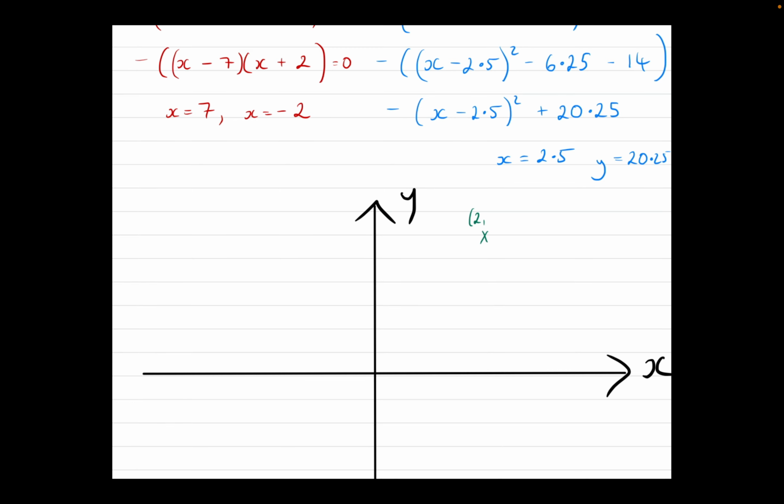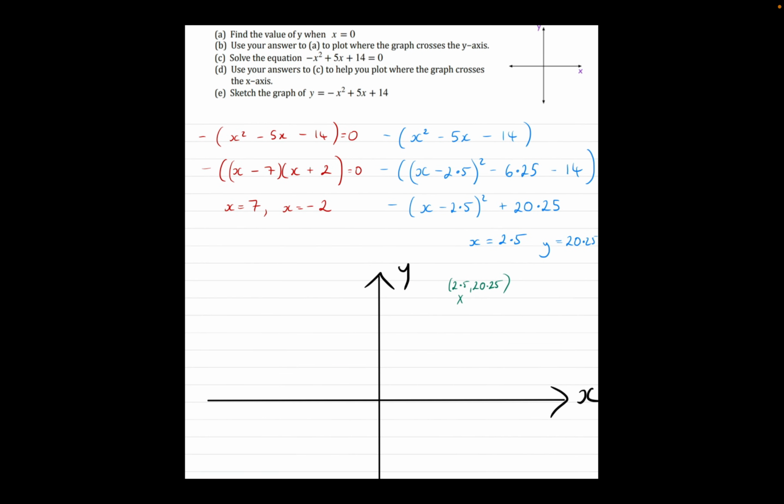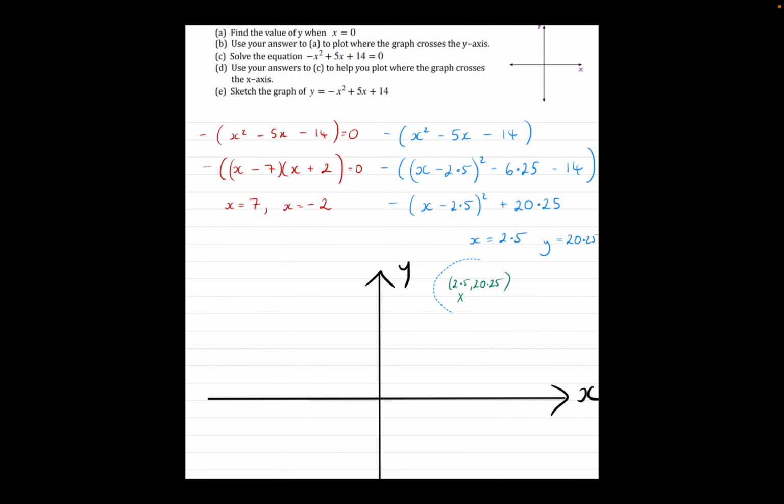So 2.5 and 20.25. I know it's going to cross the y-axis at plus 14. In fact, I'm just going to move that over a little bit, just so I've got a little bit more space. So I know it's going to do an N shape like that, going through 14 there. Then it's going to do something like that. This value here is going to be the minus 2, and this value here is going to be the 7.